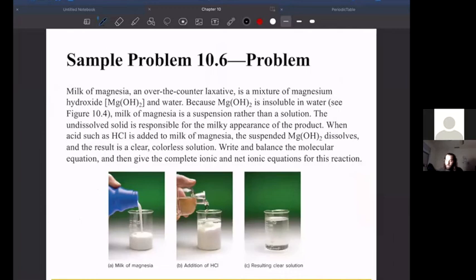Okay. The other type of double displacement problem involves acids and bases. Acids are ionic compounds that have hydrogen as their cation. We learned how to name acids previously, so this would have been hydrochloric acid. And bases are any compound that accepts a proton, but most of them are easy to spot because they have hydroxide ions in them. So what happens is acids and bases react to form water.